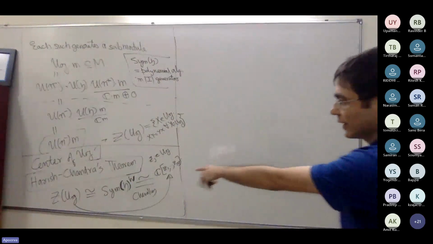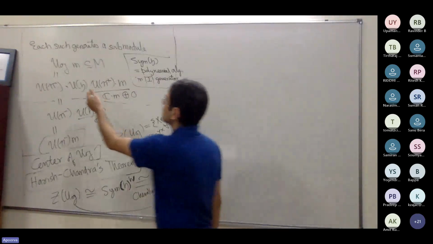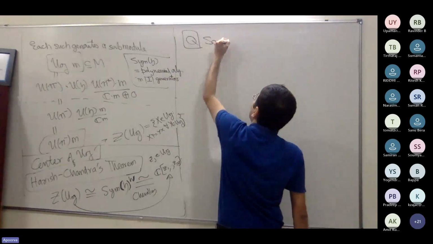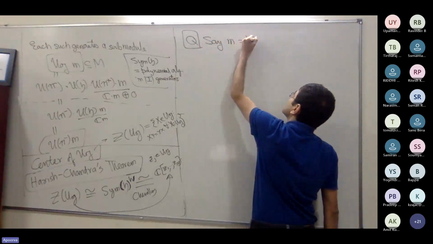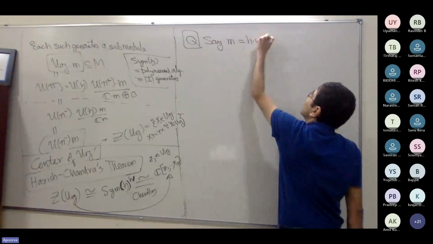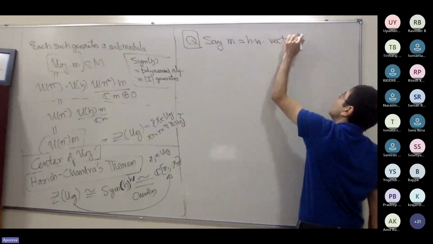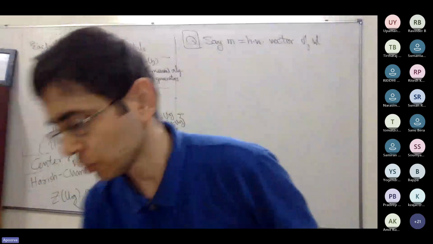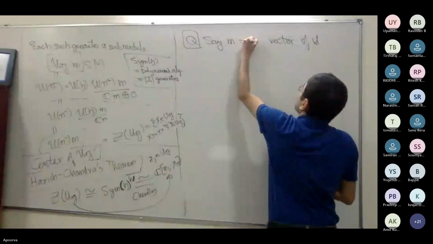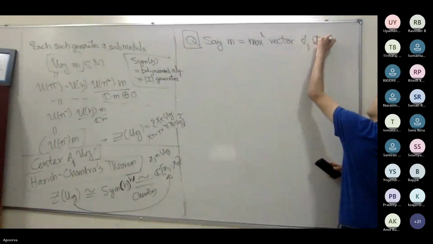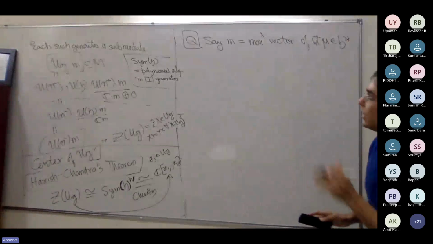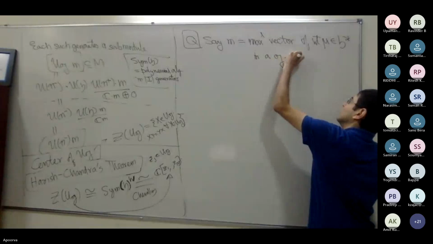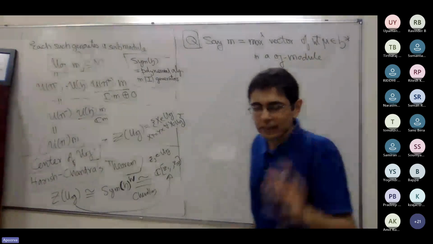So now what I want to do is the following. Fine, you have a central element. You have a module. Say M has a maximal vector of weight mu. I keep using highest and maximal interchangeably. It is in some arbitrary UG module; I don't care if the module is finite dimensional or not.